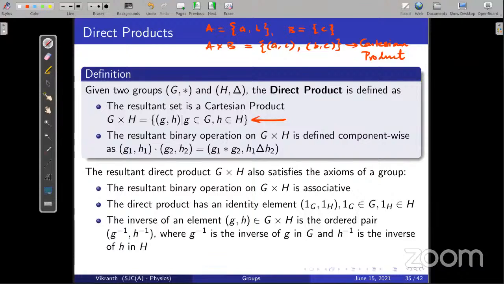And how you find the resultant binary operation is you perform it element-wise. You take each element, which is an ordered pair, and then you work it with another ordered pair, and you give them the same binary operations from where they belong. So I have g1, g2 from the group G, h1, h2 from the group H. So the final resultant binary operation is just going to be g1 star g2, which is the binary operation of G, and h1 delta h2, which is the binary operation of H. It's nothing really, it's just an abstract concept. You don't really have to worry about all of this.